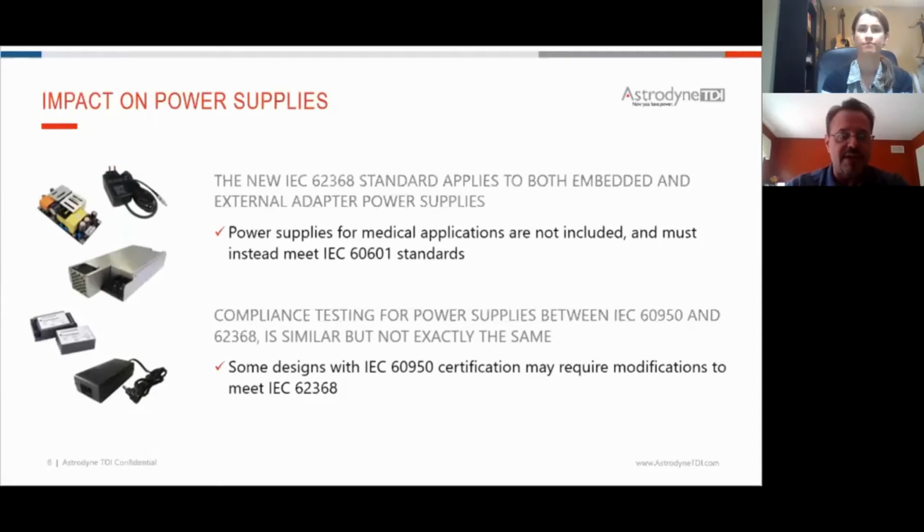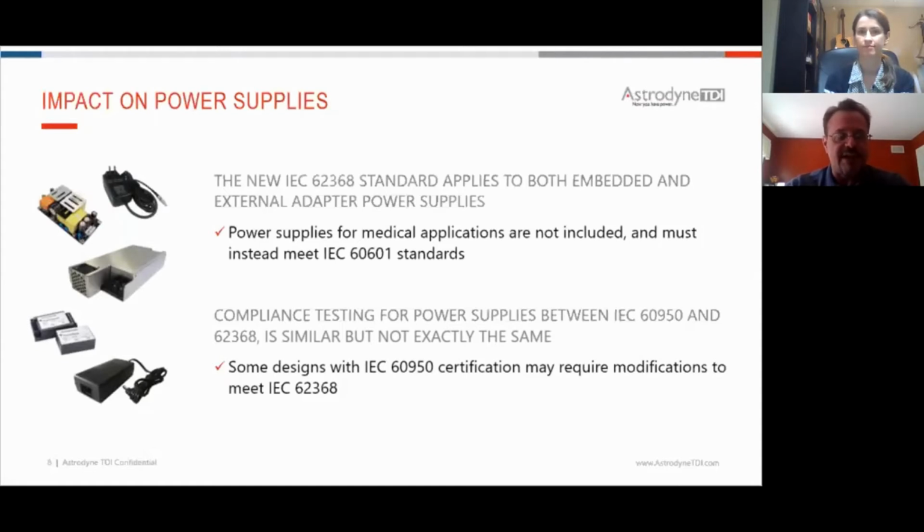So medical application power supplies are covered under the IEC 60601 standard, and so would not have to be certified to 62368. However, in many cases, we do certify our products to both standards at the same time so they can be used more universally.